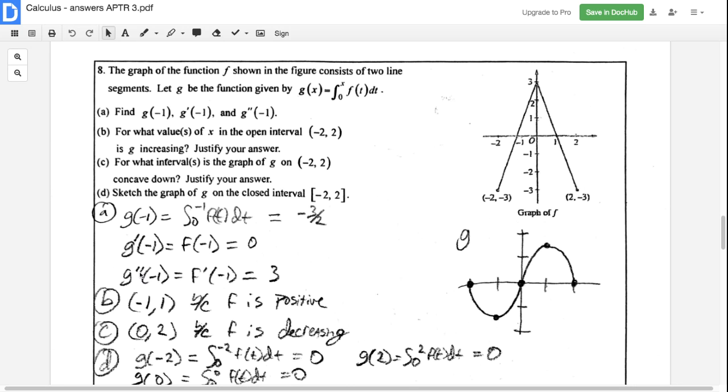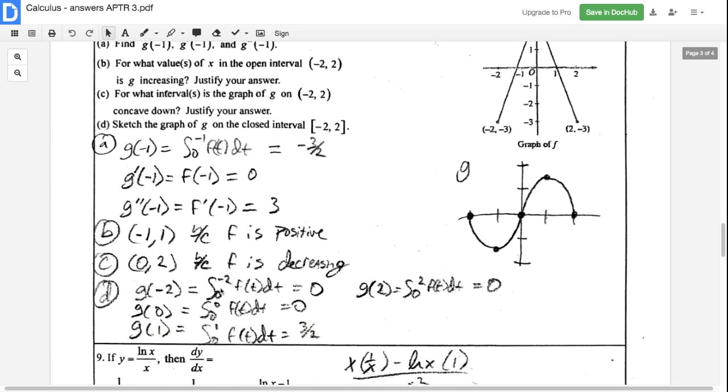And then g double prime of negative 1 is the same thing as f prime of negative 1. I'm looking at f. If I'm interested in f prime, then I need the slope at that point. So the slope at negative 1 is the slope of this whole line. And if you notice, I'm going up 3 and over 1. So that means my slope is 3, which means g double prime of negative 1 is 3.